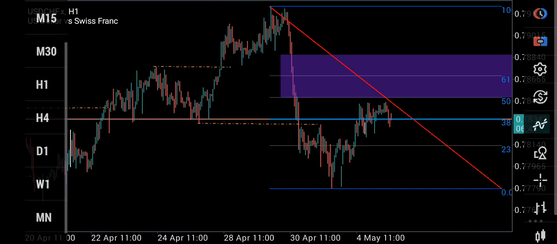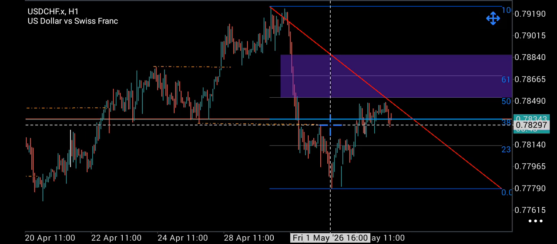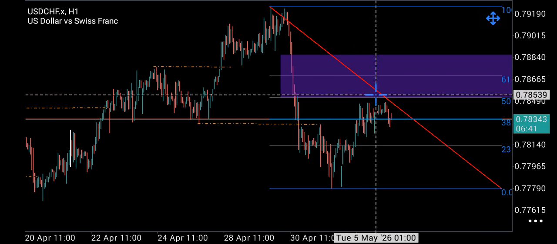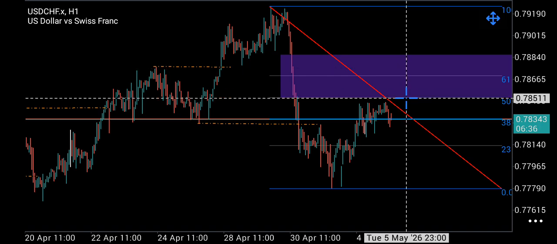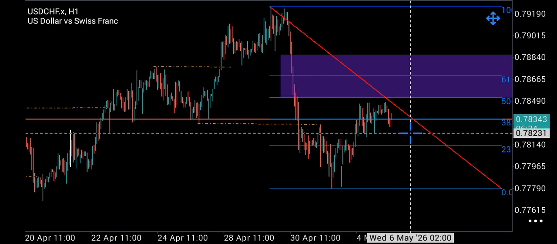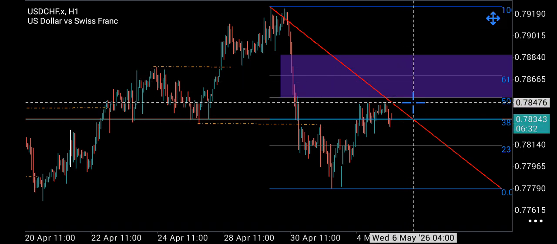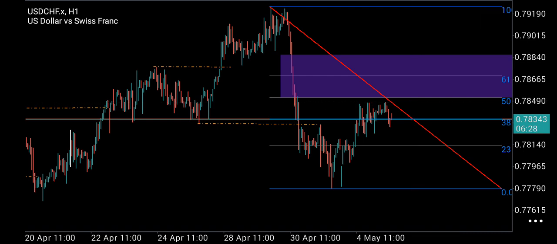You can see that currently the market is creating higher highs and higher lows, higher highs and higher lows, and if it continues creating these higher highs, I will just wait for the market to turn bearish on the 1 hour, and then I will take my entry. That's how top-down analysis is done. So currently I'm only looking for sales on USD CHF.